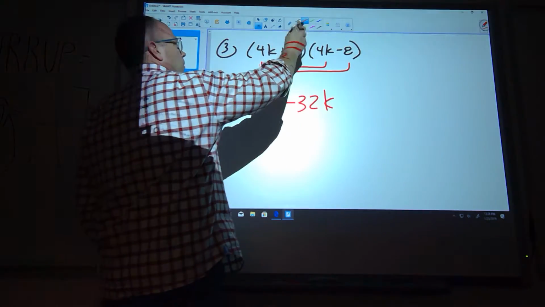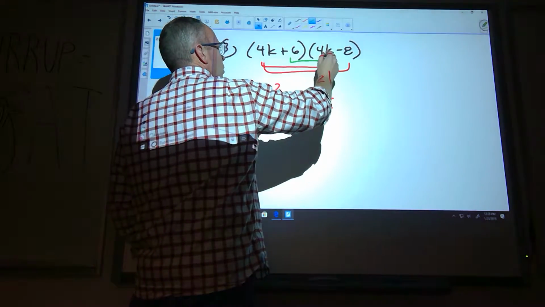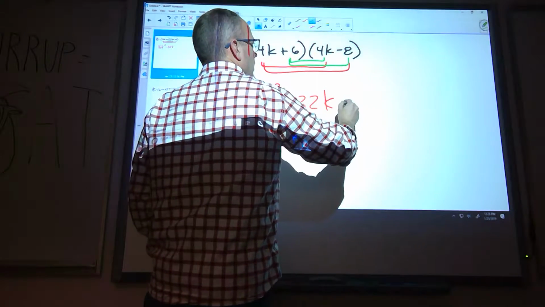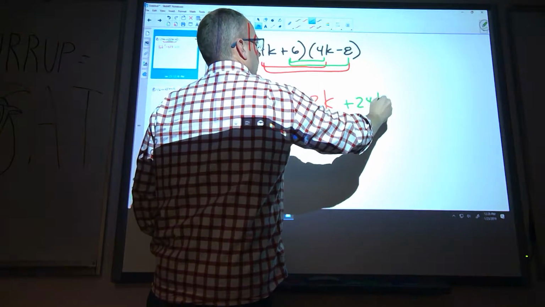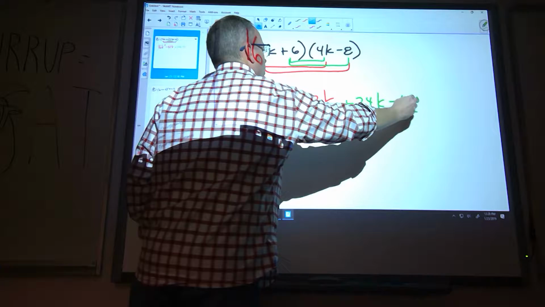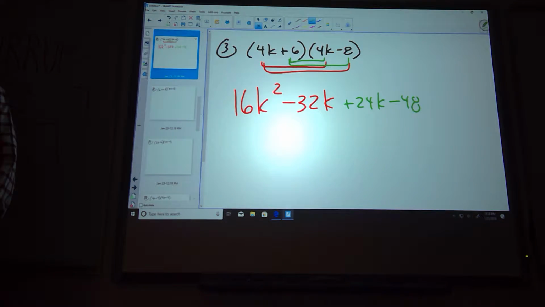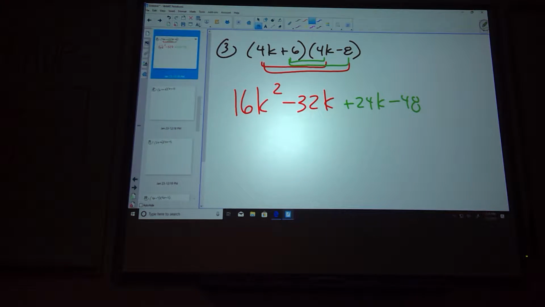So just recognize when you're multiplying k times k, you get k squared. And then this is plus 24k minus 48. Does that seem okay so far? Is there any part of the arithmetic that's goofy? The problem's not done yet because we can still combine some like terms. But does that seem okay so far?